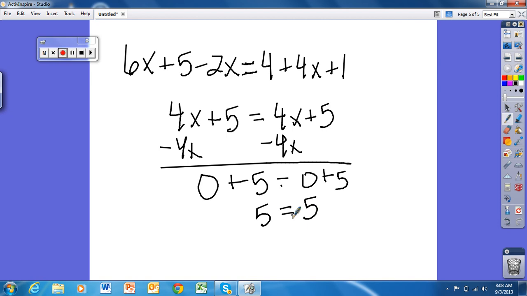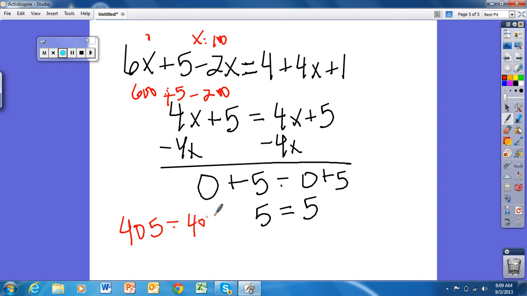5 will always equal 5. That means no matter what value I choose for x, both sides will be equal. And if you don't believe me, try it. Put in 100 for x. Let's pretend x is 100. 6 times 100 is 600 plus 5 minus 2 times 100 is 200. So this side equals 405. 4 times 100 is 400, plus 4 plus 1 also equals 405.